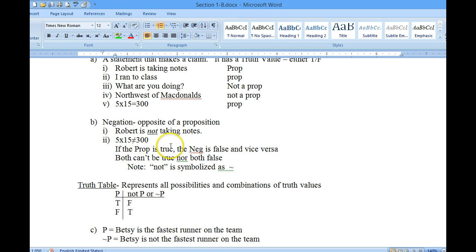If your proposition is true, then the negation is false, and vice versa, like we discussed. If Robert is taking notes, this proposition, if this one's true, then Robert is not taking notes will be false, or vice versa. Both can't be true or false. Also, please note that from now on, we will often see not symbolized by our little squiggle that you can find when you do your own homework on the keyboard just under the escape button to the top left.